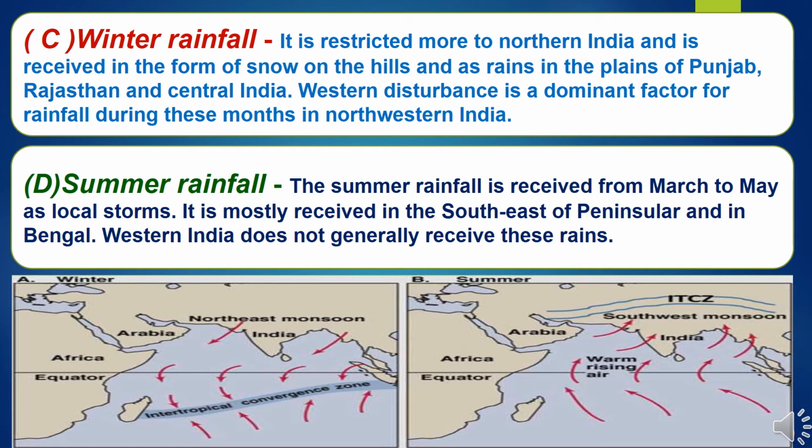And the fourth and last monsoon season is summer rainfall. The summer rainfall is received from March to May months as local storms. It is mostly received in the southeast of peninsular India and in Bengal. Western India does not generally receive these rains.